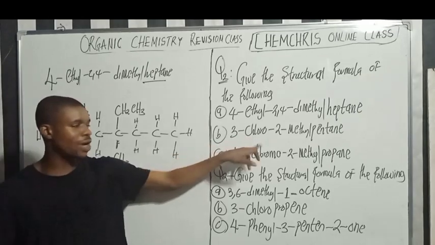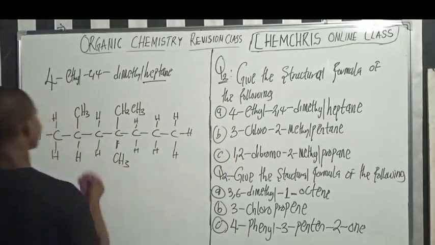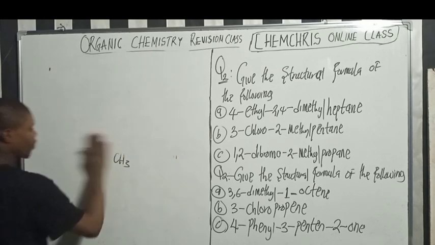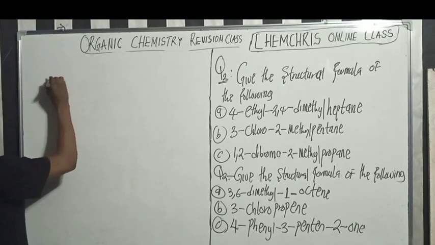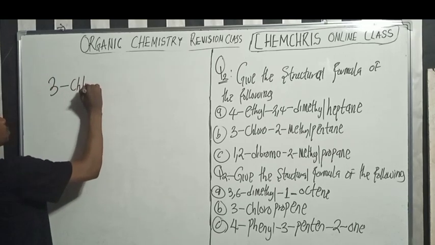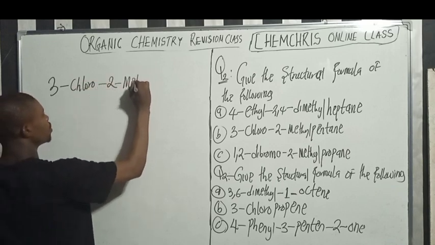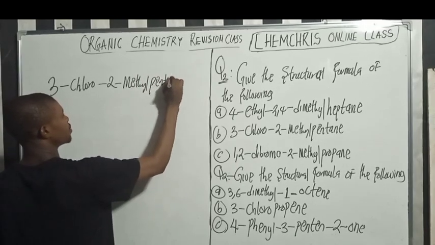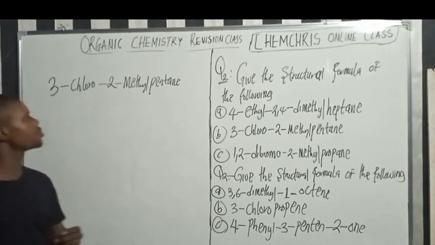So I believe you can try the B for me, right? So let's look at the B part. So the B is 3-chloro-2-methylpentane, right? So you have 3-chloro-2-methylpentane.